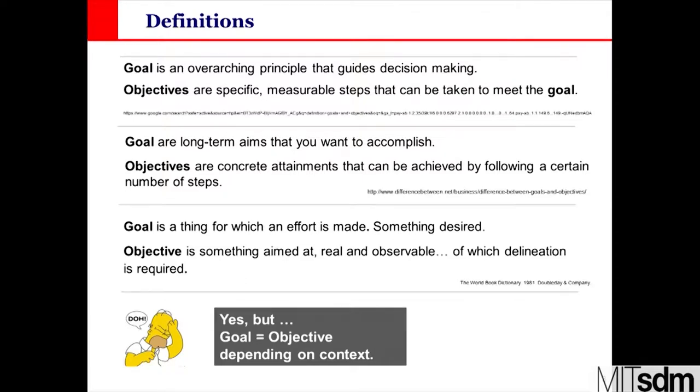The top three are the classical definitions of goals and objectives. But even Homer Simpson begins to realize that a goal can be an objective, but it depends on context. And that's what I want to discuss today, all right? Because when we choose that a goal is a goal and an objective is an objective, and we don't say maybe, we are applying what principle in our mind? It's a false dichotomy, premised on the principle of the excluded middle.